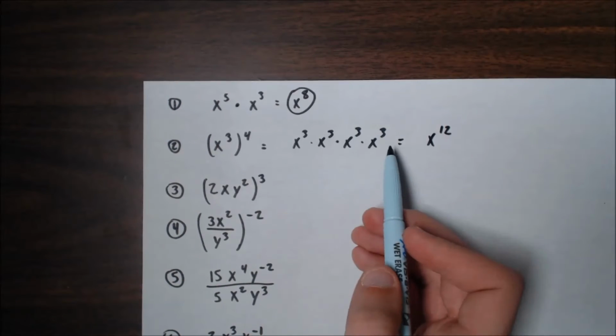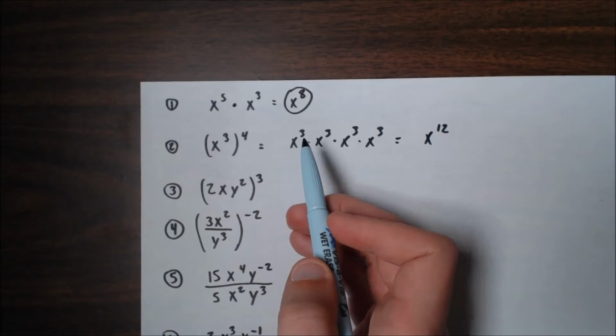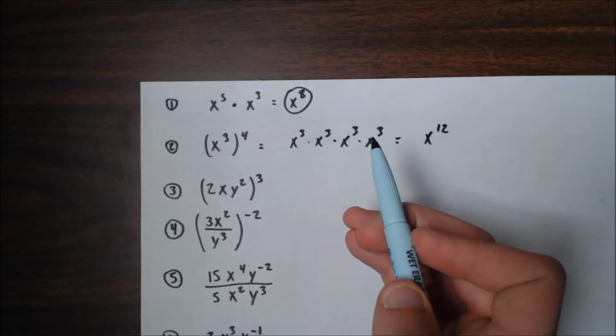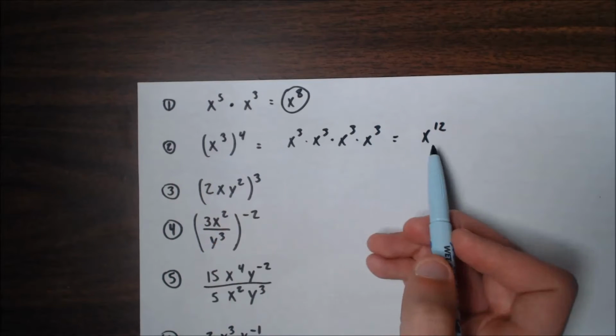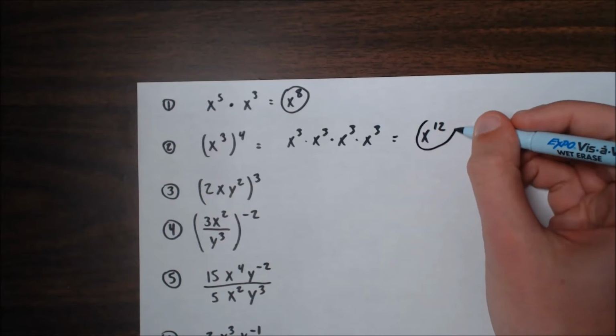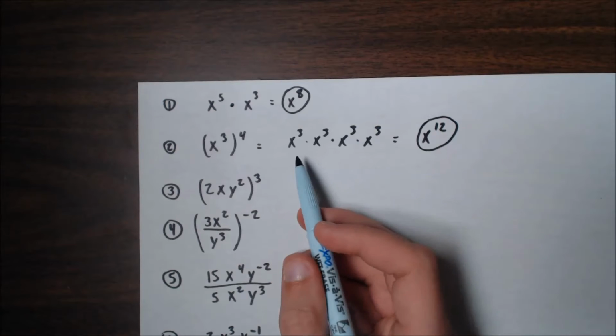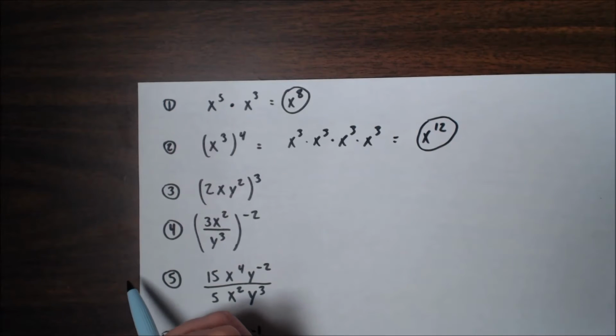In fact, if I were to expand this, that would be x times x times x times x times x times x, and so on. And you eventually have 12 x's written out. And of course, 3 times 4 is 12. So we don't need to write that middle part, but I want you to understand this is where it comes from. And that's why the rule works the way it does.